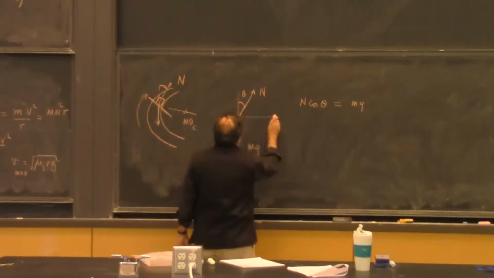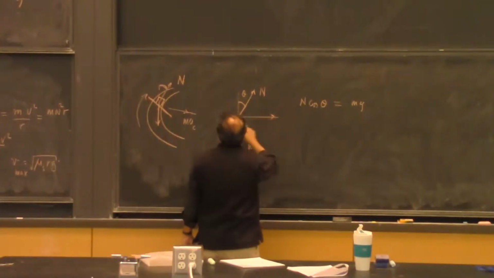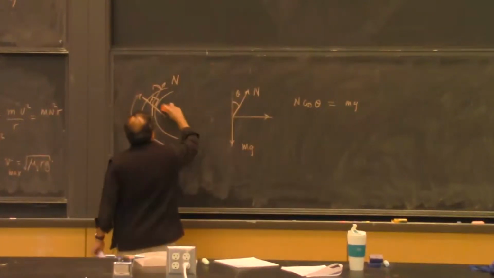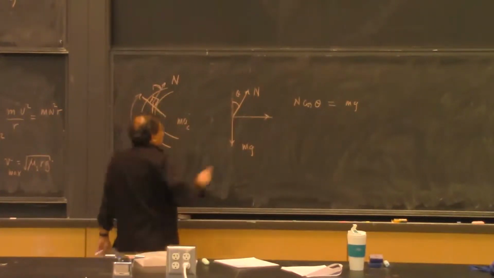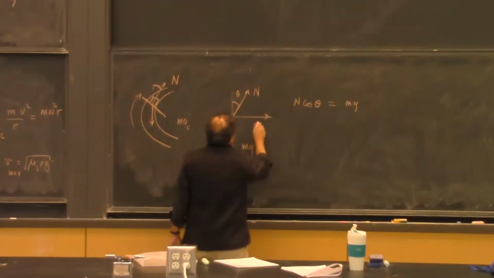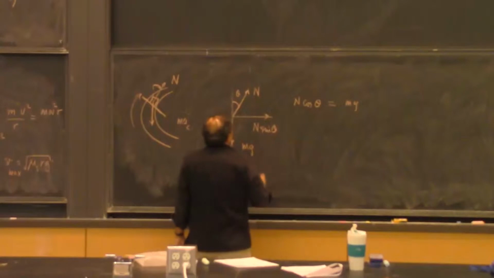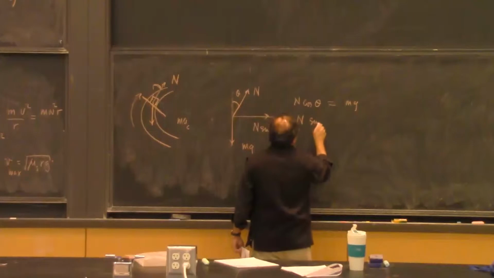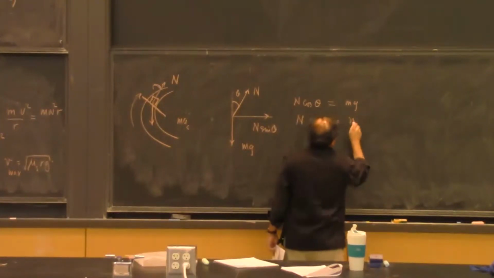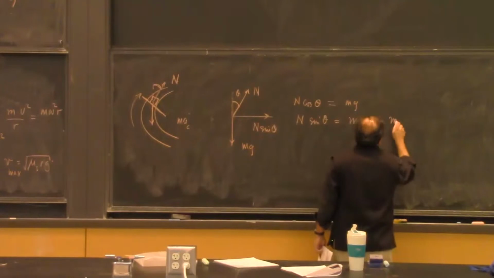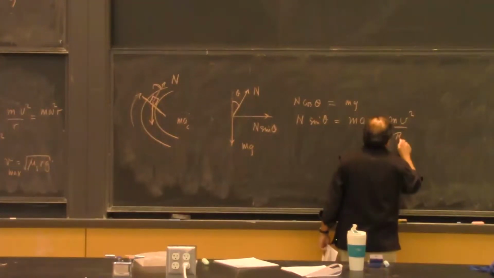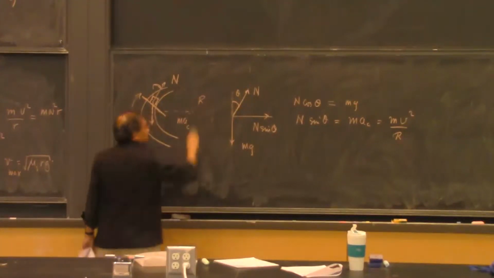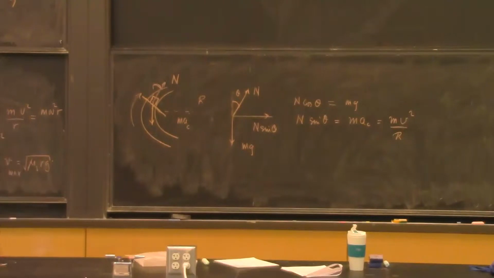And I should also be able to then resolve something in this direction, which would be my direction of the radius. By the way, this I should draw a little bit more clearly. So this is the inward direction. So this is n sine theta, obviously. And this n sine theta is also the direction of the centripetal force. So therefore, I should write n sine theta is equal to the centripetal force, mass times a sub c, mass times v squared over r, where r is the radius of this. So that's what we got now.